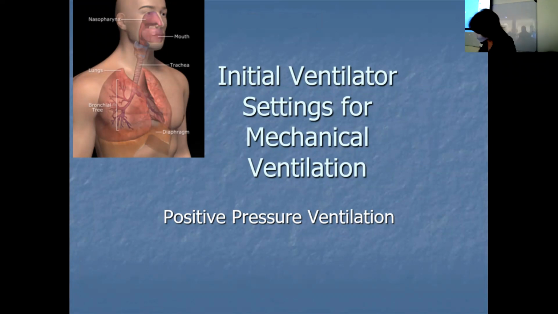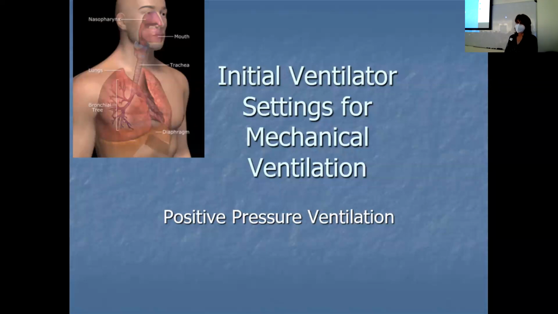All right, I want to get through volume, respiratory rate and minute volume. We have time, right? All right, so initial settings for mechanical ventilation.